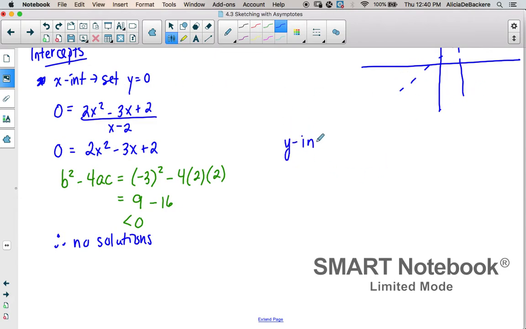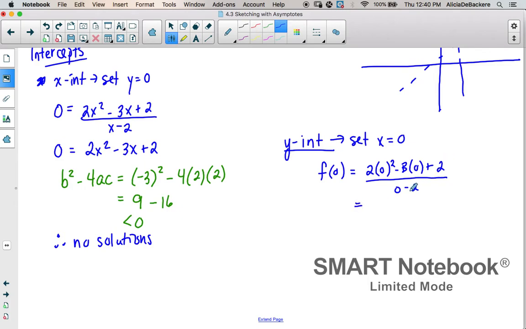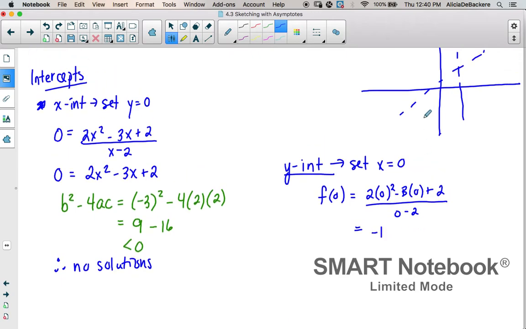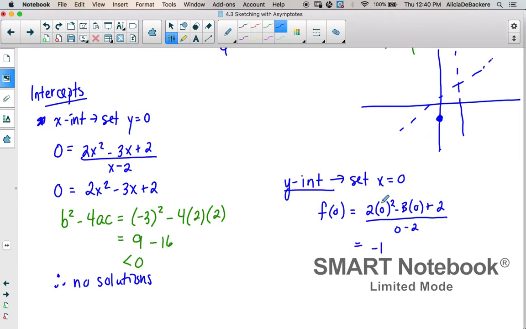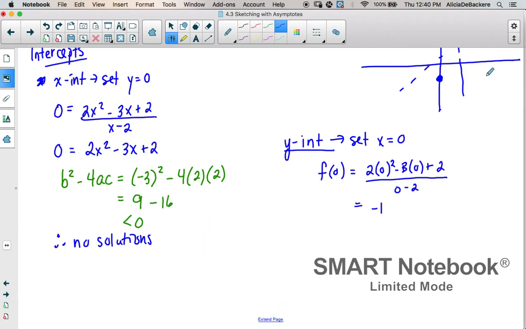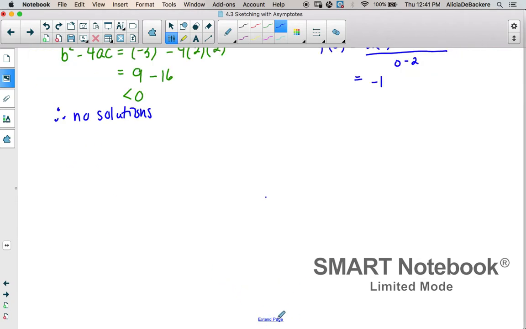So next we're going to just look for our y-intercept. For that, I'm going to set x equal to 0. And so I'm going to get 2 over negative 2, which is equal to negative 1. So just thinking again about what my graph looks like, now I know I'm never crossing the x-axis and I have a y-intercept of negative 1. So you're kind of piecing it together with your rough sketch off to the side.